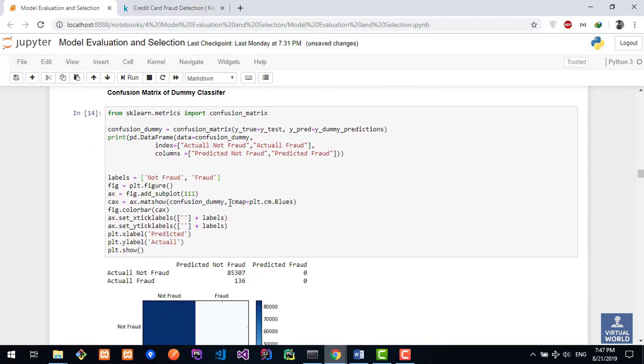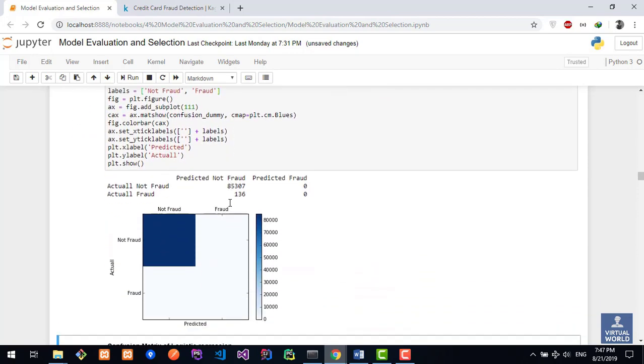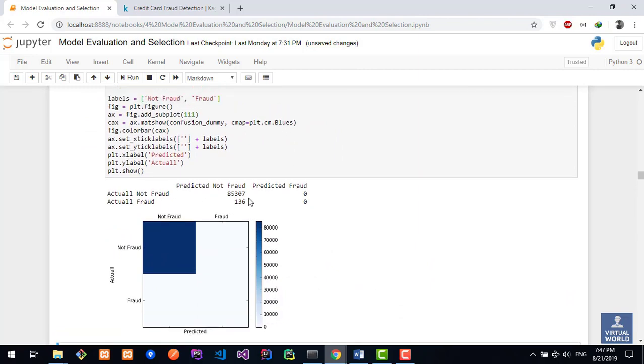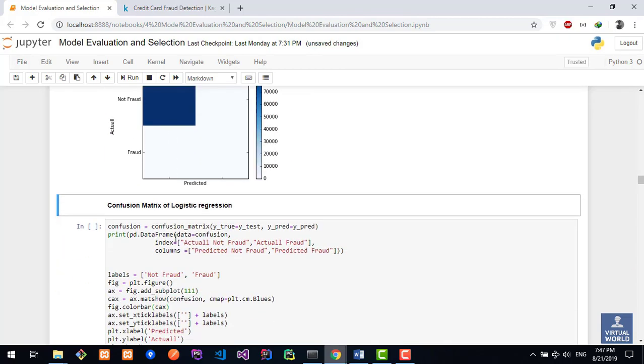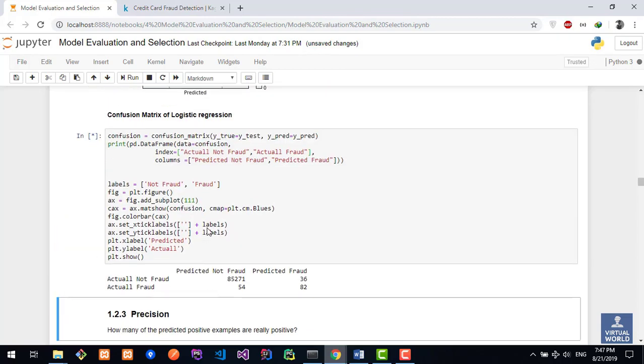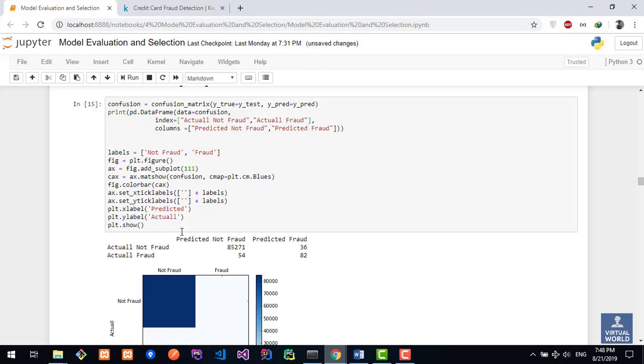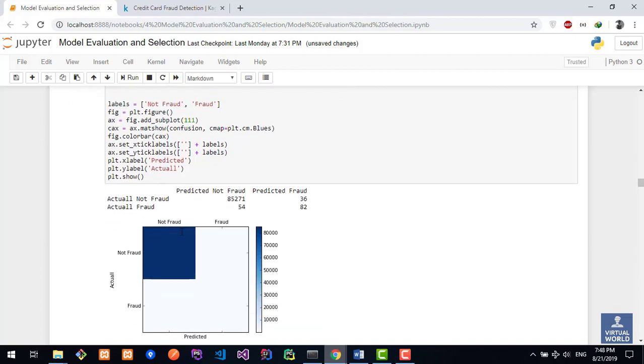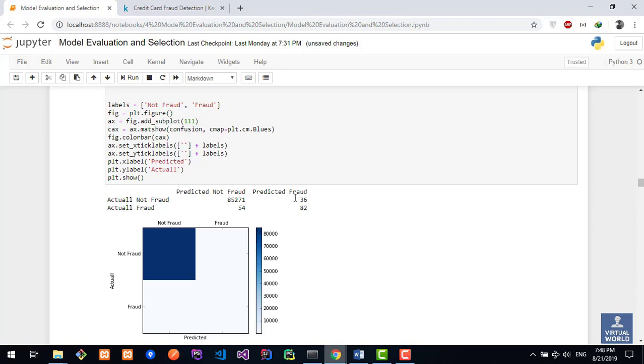If we draw the confusion matrix of our dummy classifier, we will get most of the predictions as true negatives and the rest as false negatives. That's because we always predict transactions as not fraud. But if we draw the confusion matrix of the logistic regression model, we see now that most of our predictions are true negatives and the rest are distributed over false negatives, true positives, and false positives.